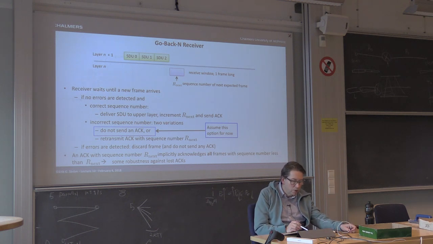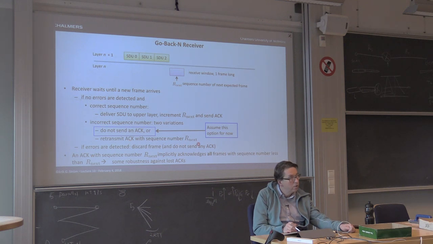But anyways, there are two main variations here. One is that we either don't send an ACK or we retransmit the ACK with the sequence number that we would like to have. We just assume that this is the logic that we use now. If errors are detected, we do as usual: we just throw away the frame, and we don't send any ACK.